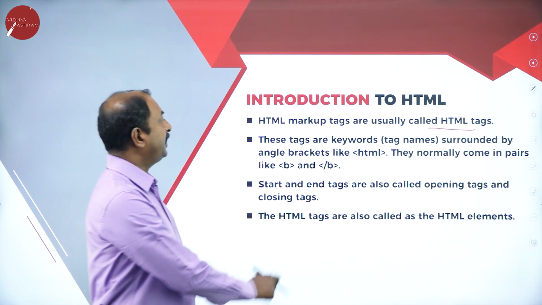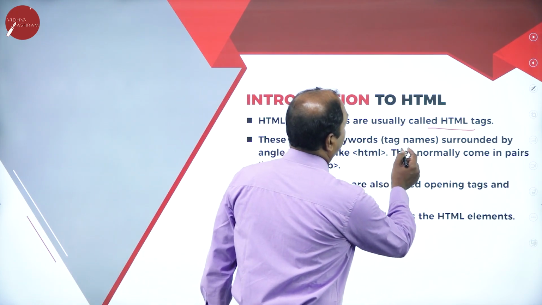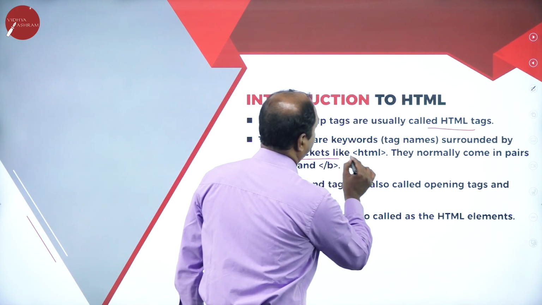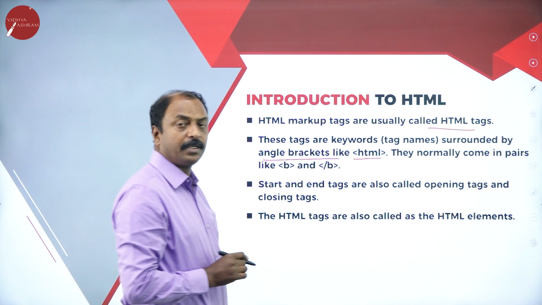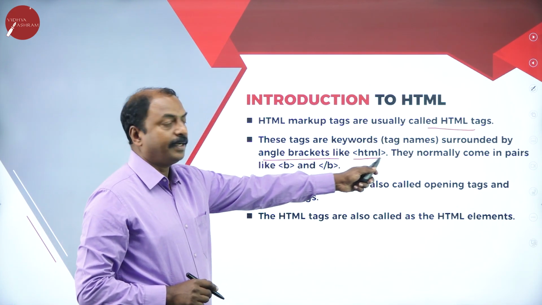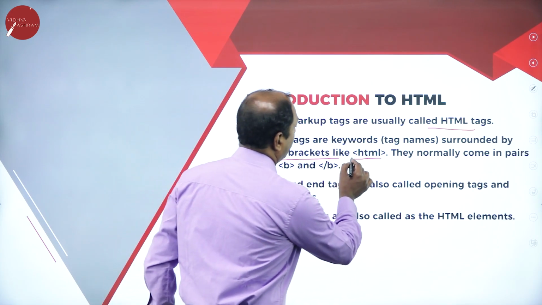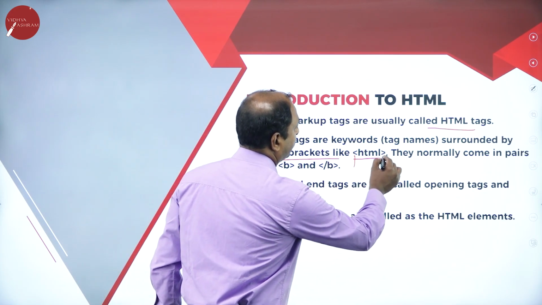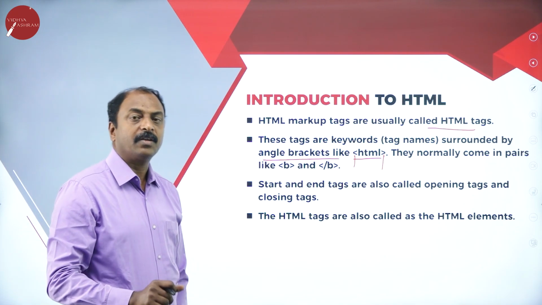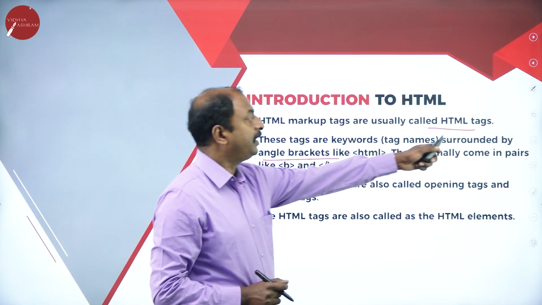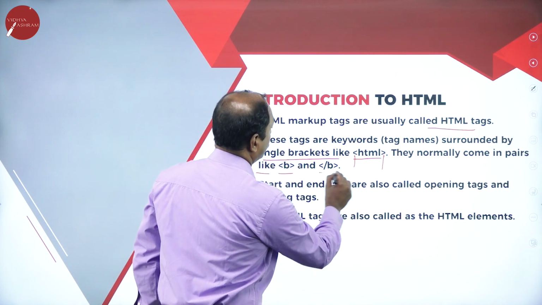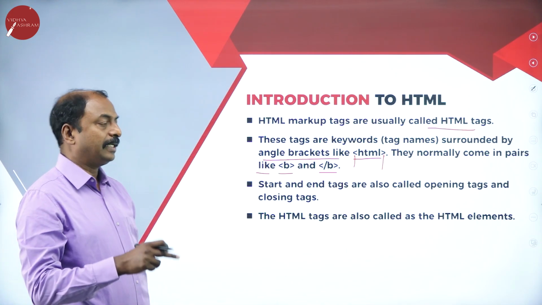And here these tags are keywords, nothing but tag names surrounded by angle brackets, like HTML. Now here all the HTML tags are written inside angle brackets. So this is the left angle bracket and this is the right angle bracket. So in between we have to write HTML tags, and they normally come in pairs like this. There are two types of HTML tags.